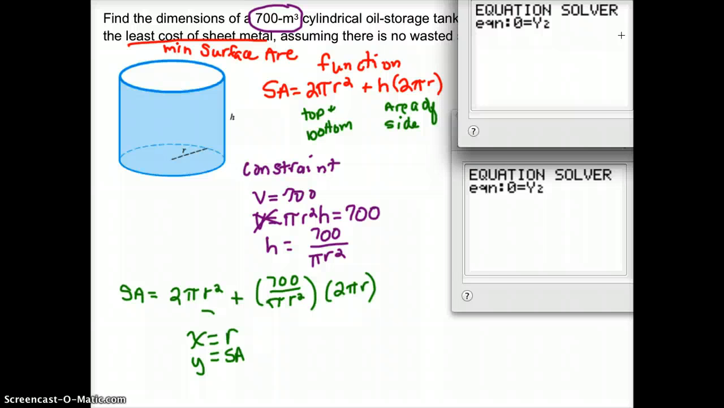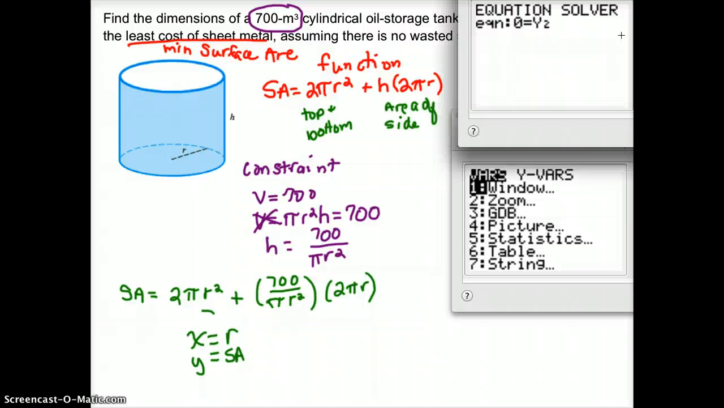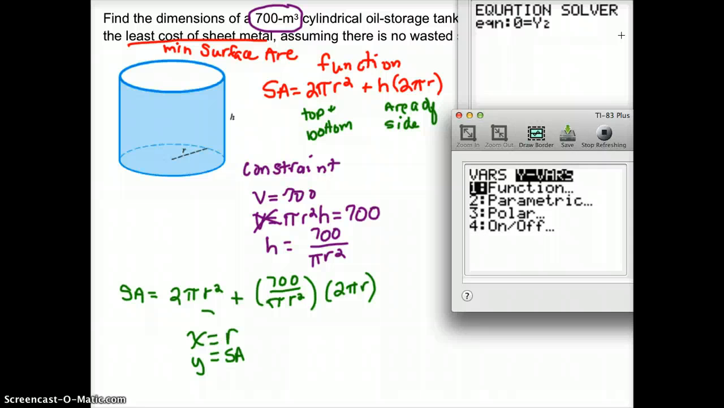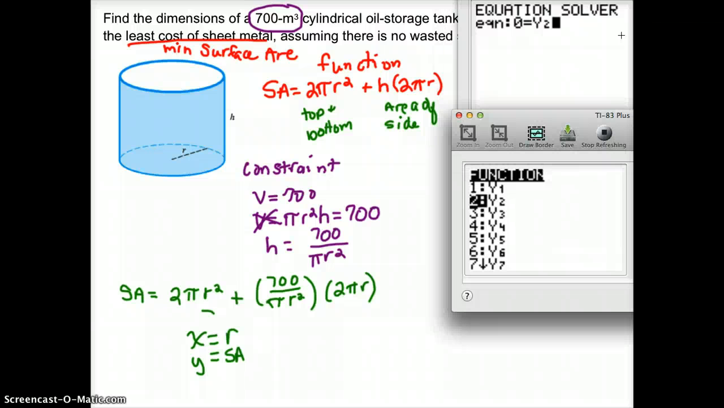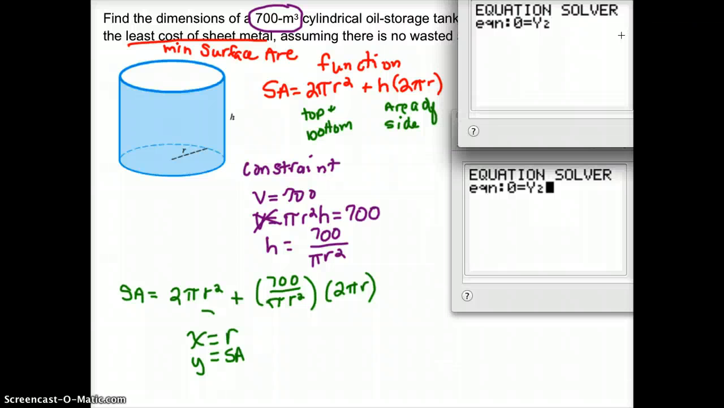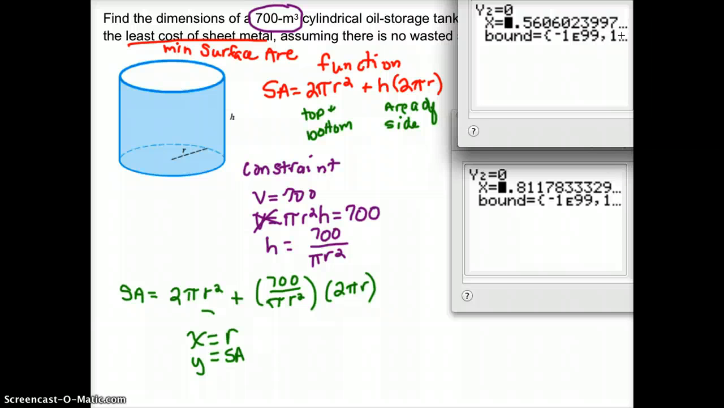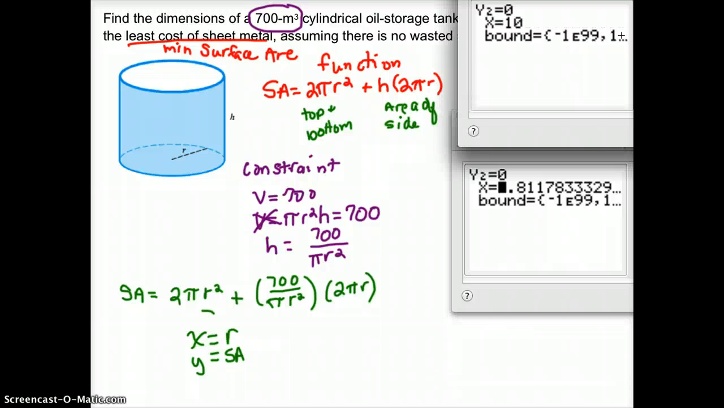That's where you go through the VARs menu. Scoot over to Y-VARS, and then go to function. Then we're going to choose y2 because I put the derivative in y2. If you have your derivative in a different function, then you need to make sure you're using whichever number you put it in. Now I just need to find my answer. Do we have a guess that we might use? We know it has to be bigger than 0 or I wouldn't have a cylinder, so maybe I should try, I don't know, around 10 or so. So I'm going to press alpha solve.